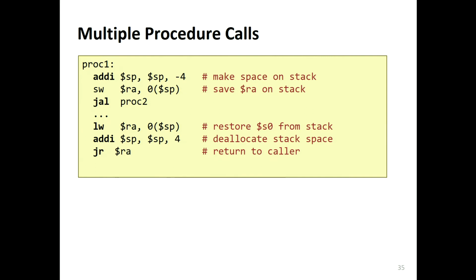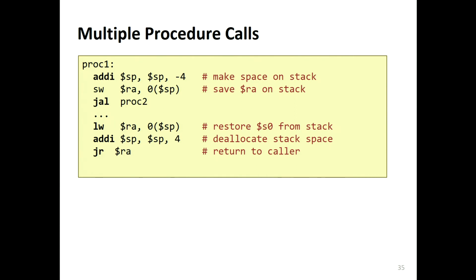And then later, after calling procedure 2, which might have messed up your return address, you still have a backup here. What we can do is just load the word from the stack, add to return the stack pointer to its original location, and then jump to our restored return address.